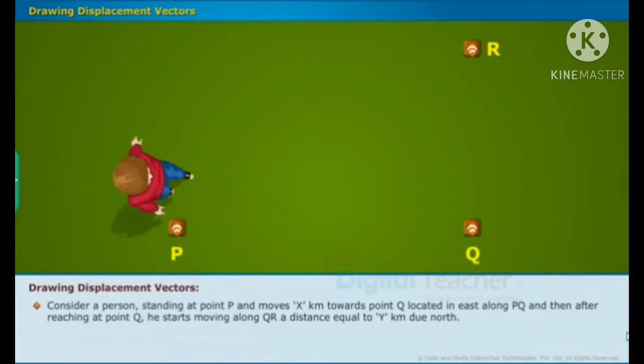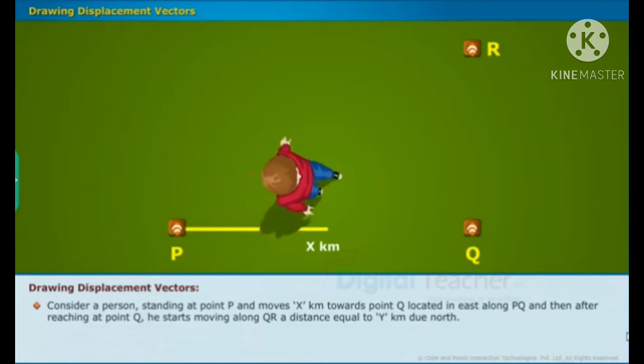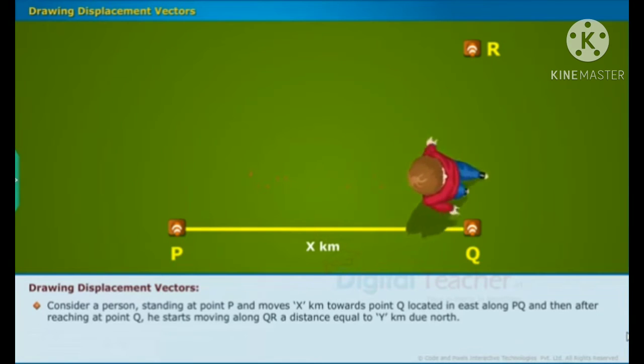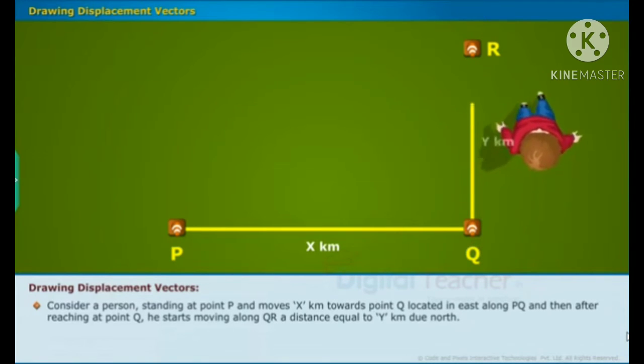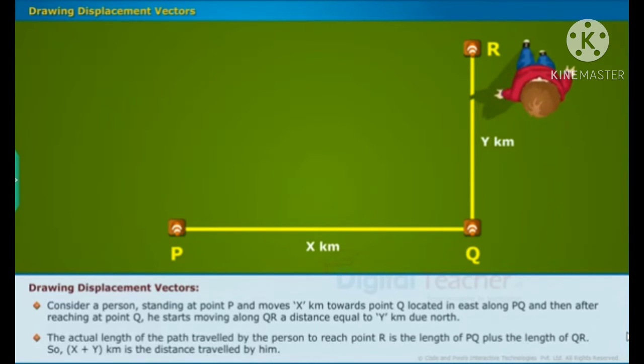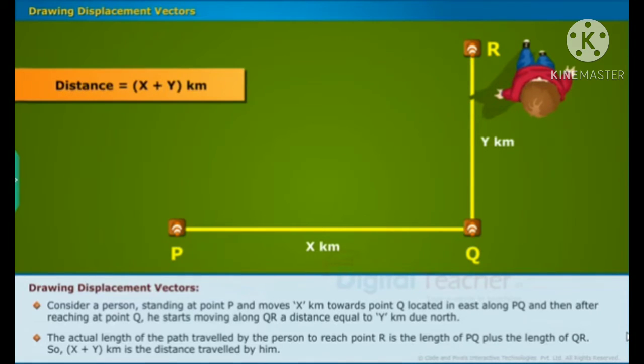Drawing displacement vectors. Consider a person standing at point P and moves x kilometers towards point Q located in east along PQ, and then after reaching point Q, he starts moving along QR a distance equal to y kilometers due north. The actual length of the path traveled by the person to reach point R is the length of PQ plus the length of QR. So, x plus y kilometers is the distance traveled by him.